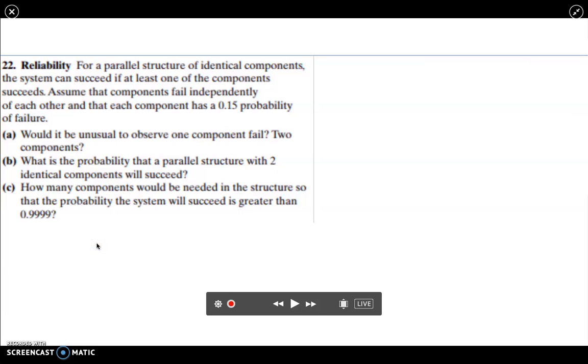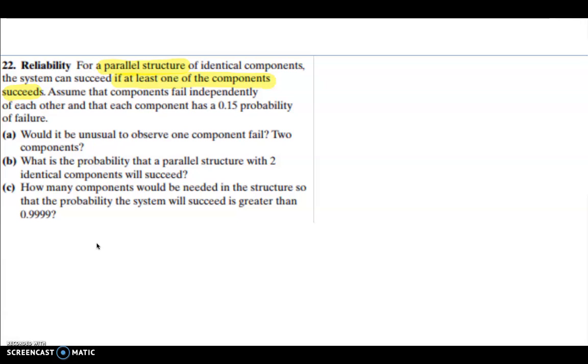Okay, this is part 2, section 5.3. We're looking at independence and the multiplication rule. So we're going to look at reliability and how probabilities can be applied to this concept. We have a parallel structure of identical components, and the system can succeed if at least one of the components succeeds. So we have two components running in parallel, and as long as at least one of those components succeeds, then the entire structure will succeed.